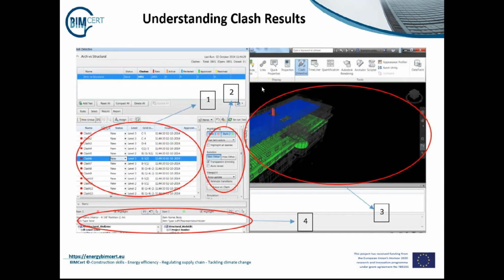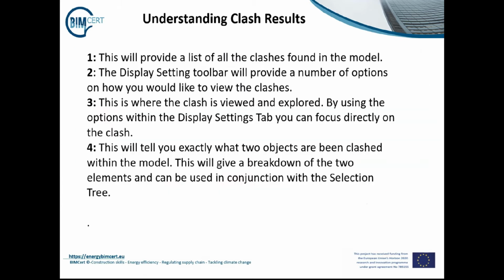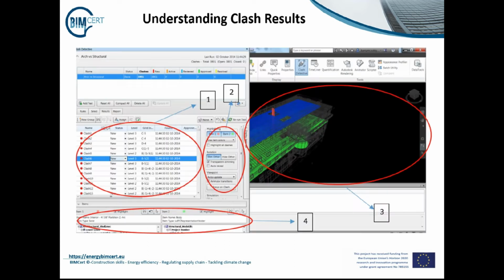This is a typical display of what you would see when viewing a clash after the clash detector was run. Let's take a look at this in more detail. Here we can see number 1. Number 1 is where a list of all the clashes are found in the model. So as we can see in here, this is where we can see all the different clashes that correspond to the number of clashes which has been found.